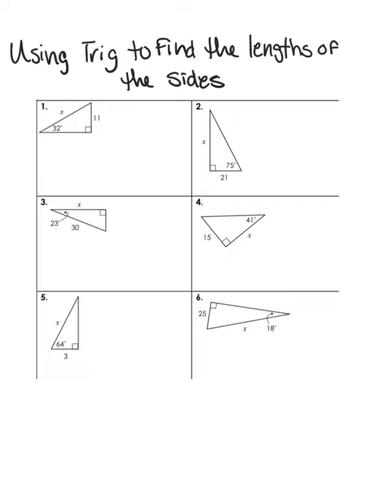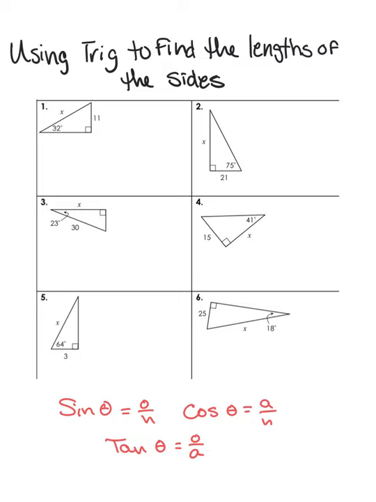Okay, so in this video, we are going to find the lengths of the missing sides of the triangle using trig. We have to remember our three basic trig functions: the sine of theta is opposite over hypotenuse, the cosine of theta is adjacent over hypotenuse, and the tangent of theta is opposite over adjacent. For each triangle, we're going to identify opposite, adjacent, and hypotenuse based on the angle.